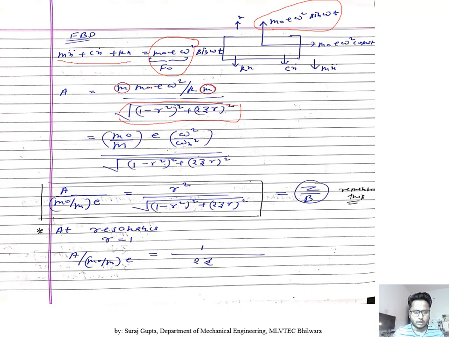So this is like F0 by k, but we are going to multiply by m in the numerator and denominator, so this will be simplified in this form. This is m0 by m multiplied by e, and omega by omega n is the frequency ratio, so this is r square, this is e, and this is the mass ratio m0 by m. m0 is the mass of the unbalanced system, and m is the total mass of the system. So we are going to take this term in the denominator of A.